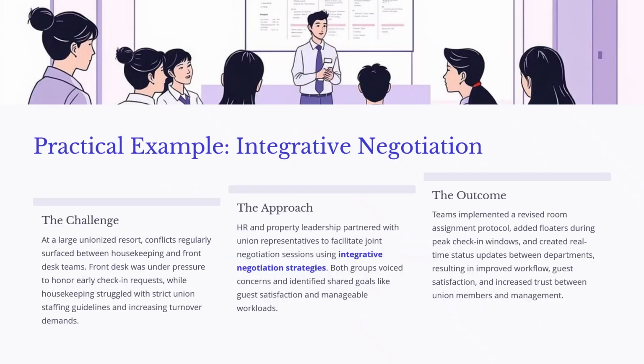Now let's look at a real-world example. Specifically within the hospitality industry, there are many times where negotiation plays a specific role in how you navigate employee experience as well as the workplace overall. So the example is, at a large unionized resort, the housekeeping team and front desk teams often face conflicts. Specifically, let's say that there's a room that needs to be ready for a VIP guest, and the housekeeping team does not prioritize that specific guest. And now we have guest conflict because the guest is expecting to be in their room and enjoying their vacation. The front desk has to honor early check-ins while housekeeping struggles with union staffing rules.